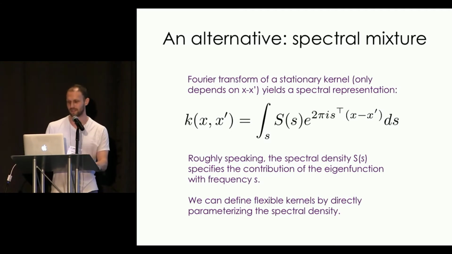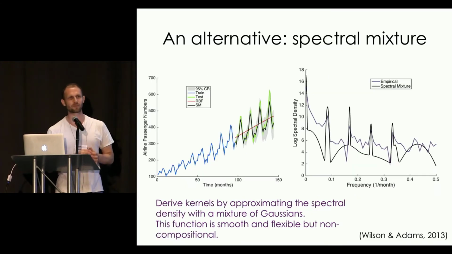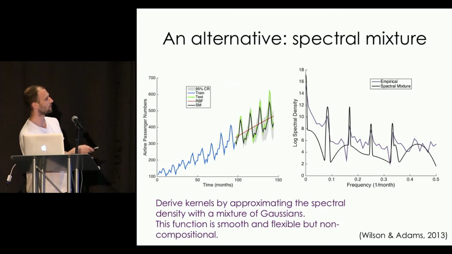and that maybe is gibberish to a lot of you. But the important point is that I can actually capture a pretty complex functional structure by plopping down mixtures of Gaussians in this spectral density. So for example, it can capture the structure of the airline passenger data that I just showed you, or at least roughly.